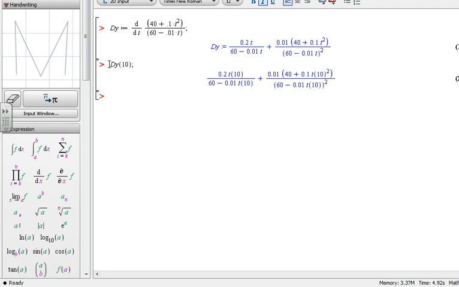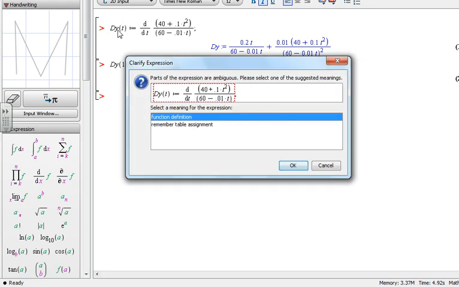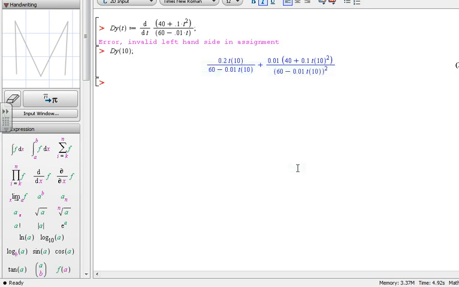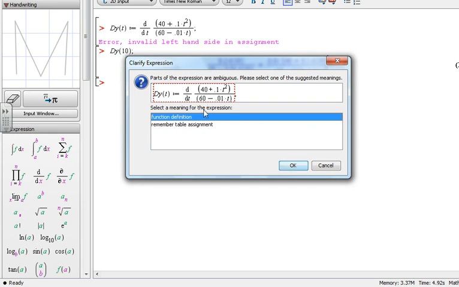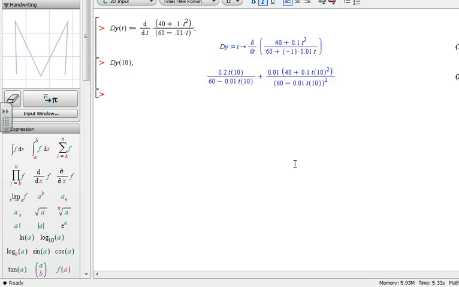Thank you, so wonderful. So, okay, back up to what we're doing. dy of t equals that. Remember the table assignment. Okay, error, invalid left side in assignment. We'll do it again and see if it'll just do a lookup thing. Okay, function definition. That's much better.